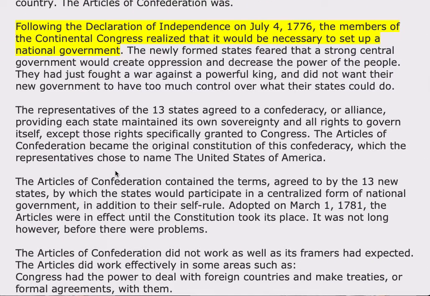Following the Declaration of Independence on July 4, 1776, the members of the Continental Congress realized that it would be necessary to set up a national government. The newly formed states feared that a strong central government would create oppression and decrease the power of the people. They had just fought a war against a powerful king and did not want their new government to have too much control over what their states could do.